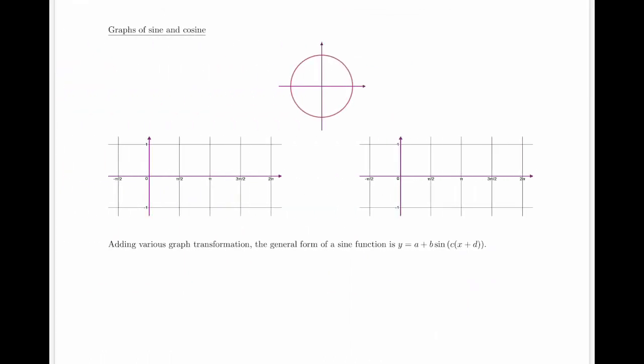So how do we take this movement of the point along the unit circle and make it into a graph on the x and y axis?